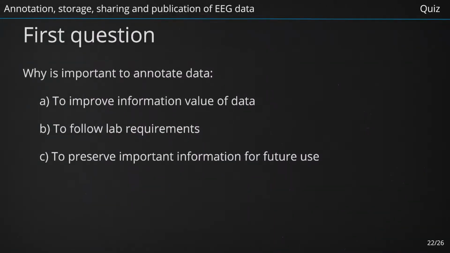Now we are at the end of our 5th chapter and we have again time for a quiz. In the following questions, only one answer is incorrect. Why is it important to annotate data? A. To improve information value of data. B. To follow lab requirements. C. To preserve important information for future use. The incorrect answer is B.